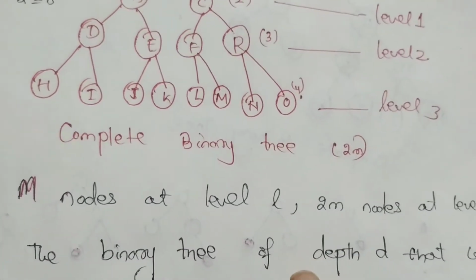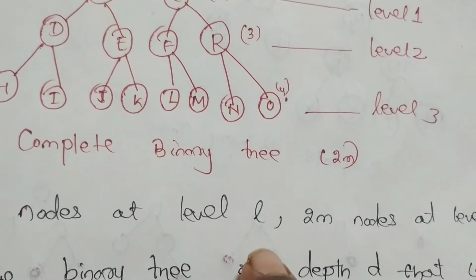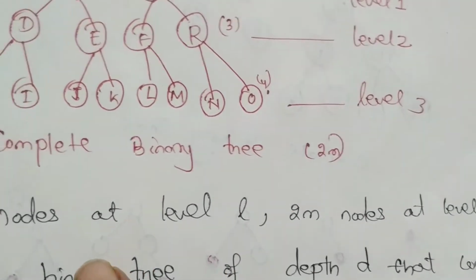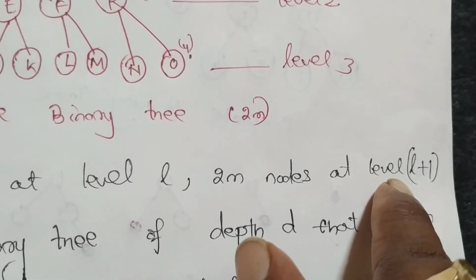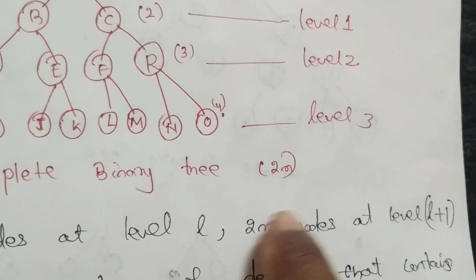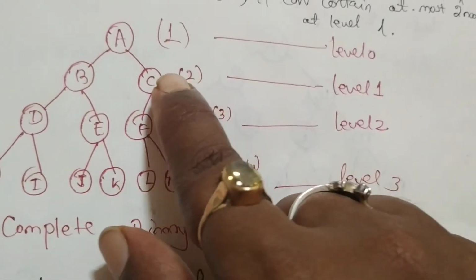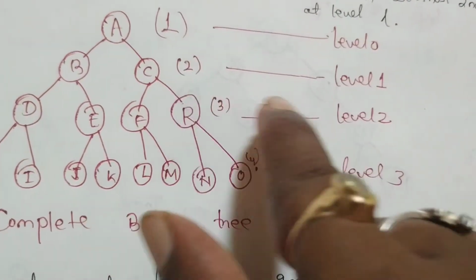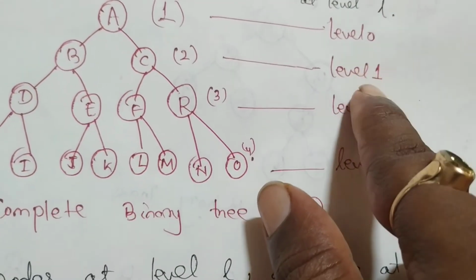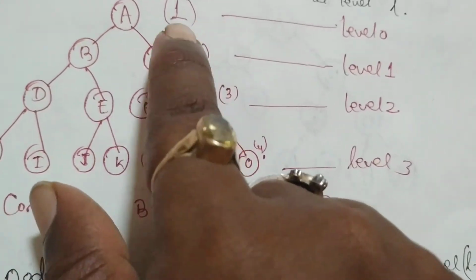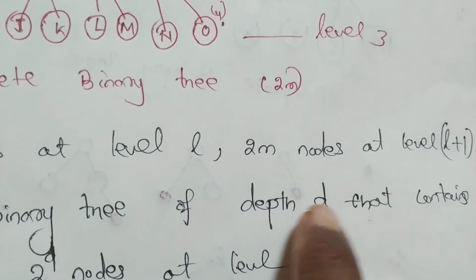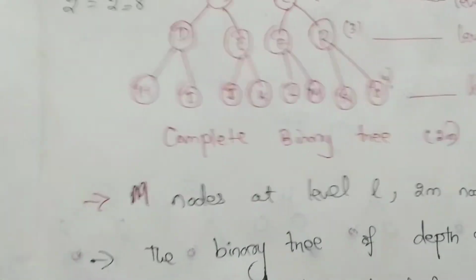Hope you understood. We can also explain this in this way. Suppose m nodes at label L, then 2m nodes at label L plus 1. Simple. If label 0 has m nodes, here it is 1 node, then label plus 1 means the next level has 2m, that is 2 into 1, which is 2. According to this also we can use.